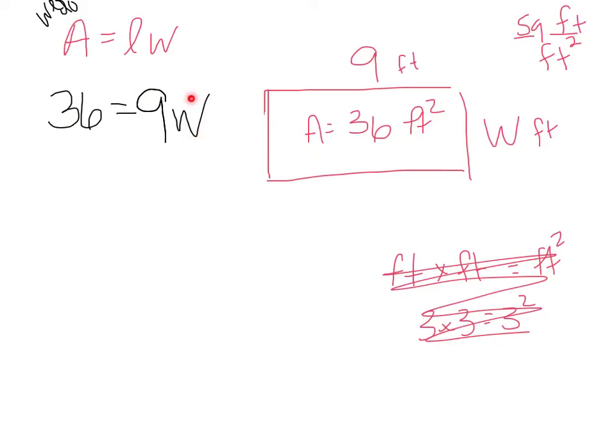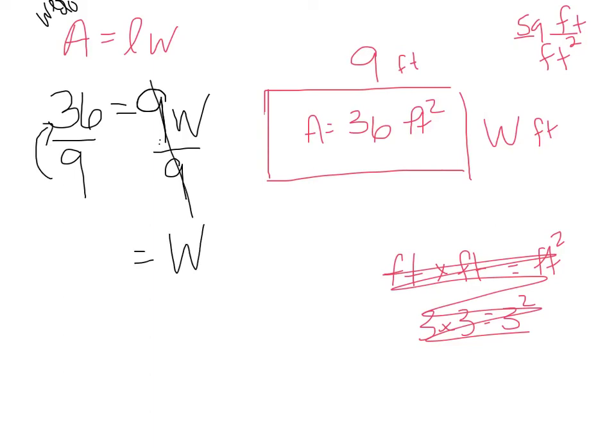So here's my variable, and it's being multiplied by 9. So I'm going to do the inverse or the opposite of multiply, and that's divide by 9 to get the 9 to go away. That's the guy I want away. And I do that to both sides to keep my scale balanced. That divides in and leaves me with W.